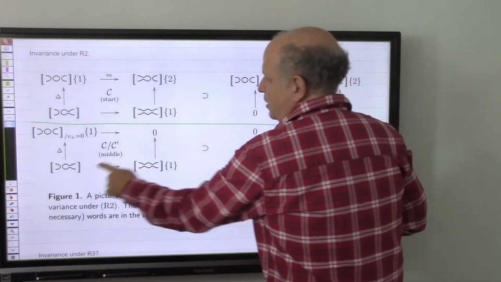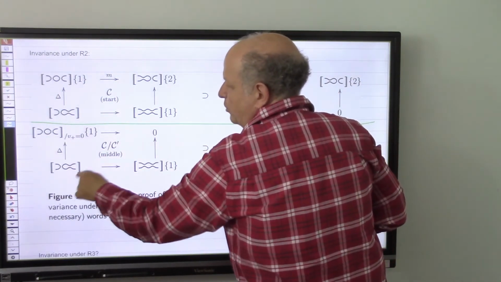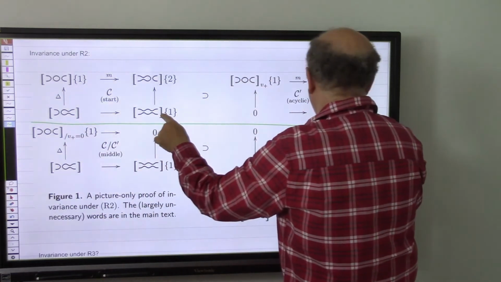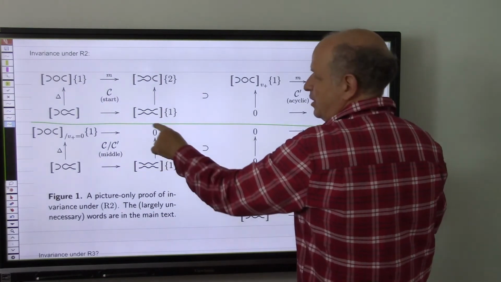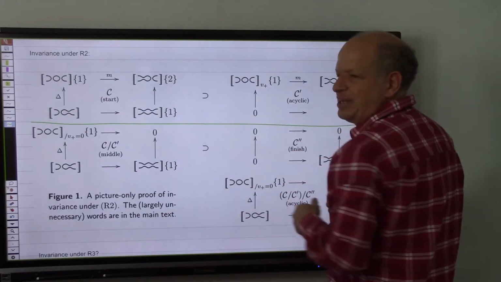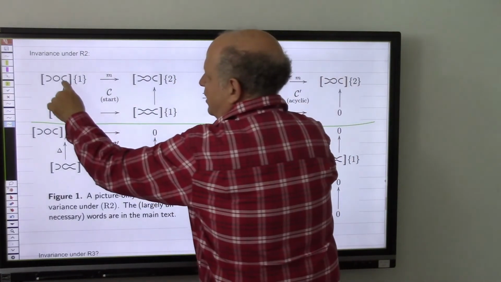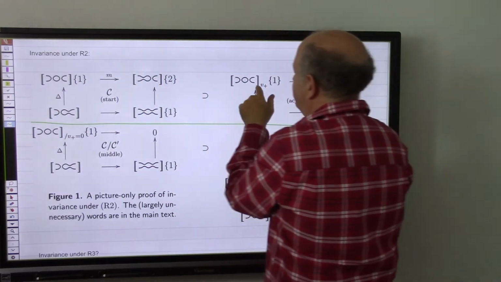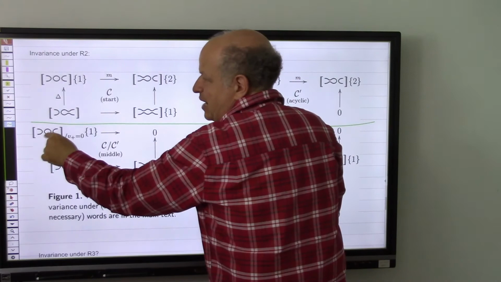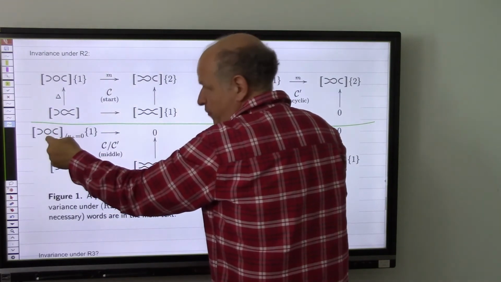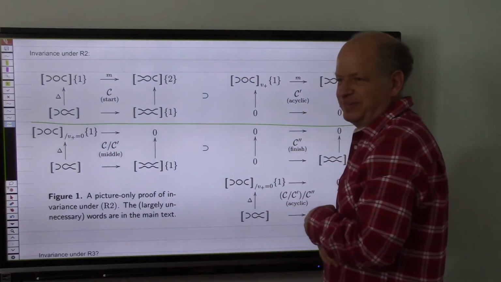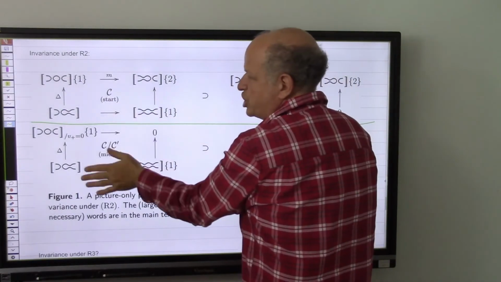So this one got modded out by nothing. This one got modded out by 0, so it remains the same. This one got modded out by 0, so it remains the same. This one, so the top one, got modded out by everything, so it became 0. And this one got modded out by having a V+ in the middle, so you can still label the middle by a V+ or a V-, but whenever you label it by V+, you get a 0. So this is the quotient complex.